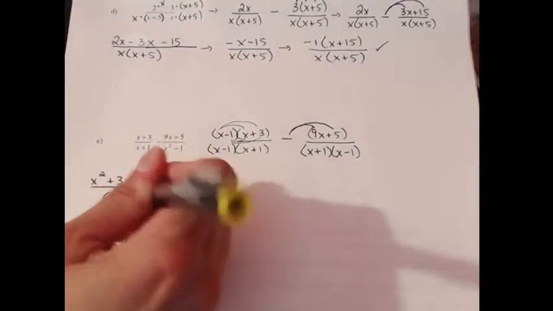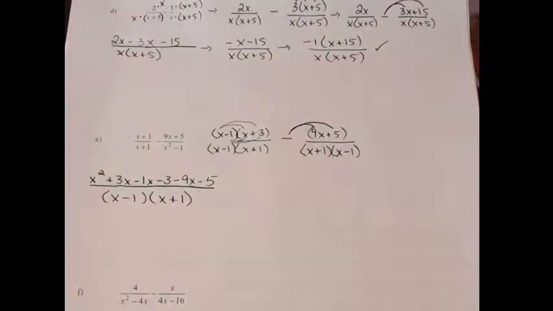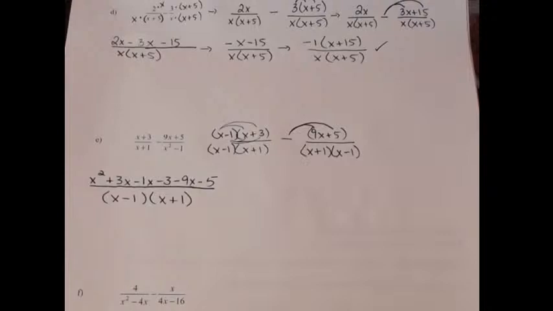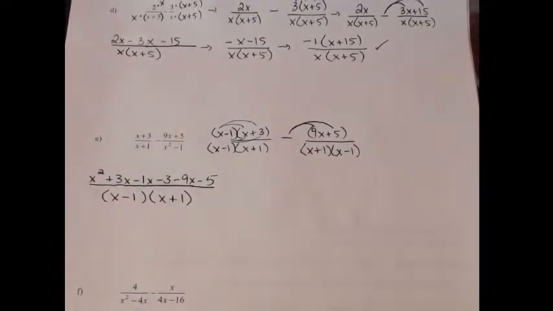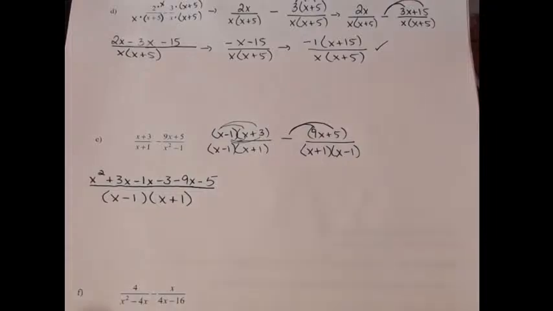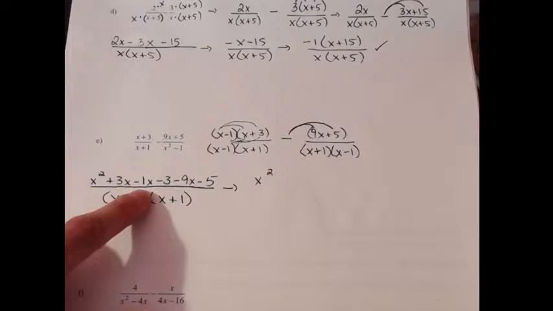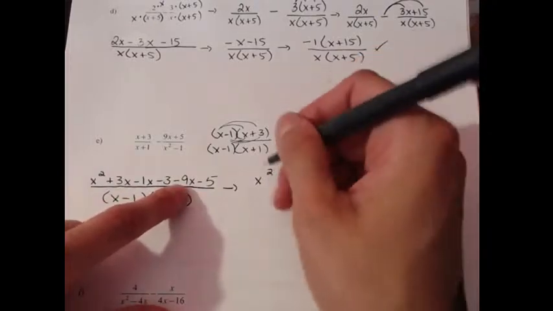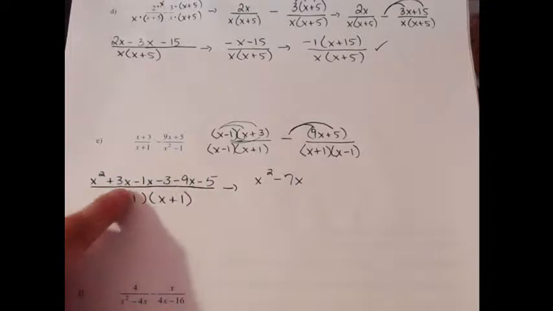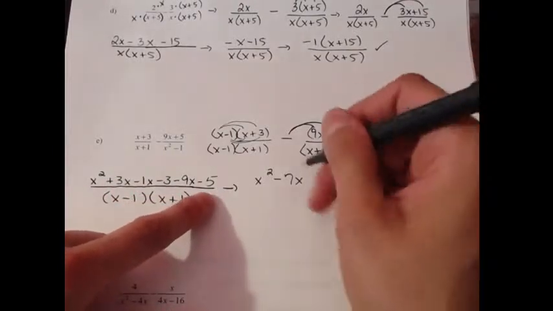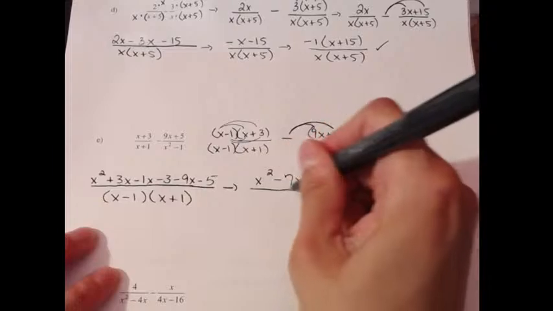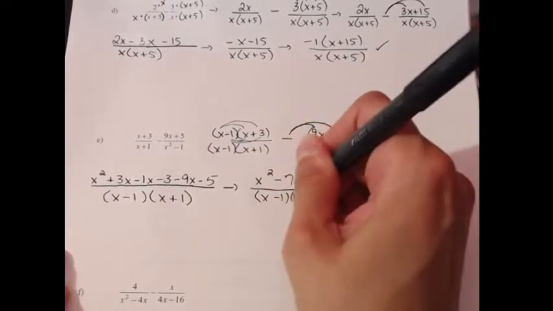My denominator is x minus 1 times x plus 1. I will tell you, you will always leave your denominator factored. Notice that every single time we do this, we're never redistributing the denominator. It stays factored. Okay, our logical next step is to clean up my numerator. This is a mess. So we have x squared. I have 3x minus 1x, which is 2x, minus 9x, which is a negative 7x. I then have negative 3 minus 5, which is negative 8. And all of this over x minus 1 times x plus 1.